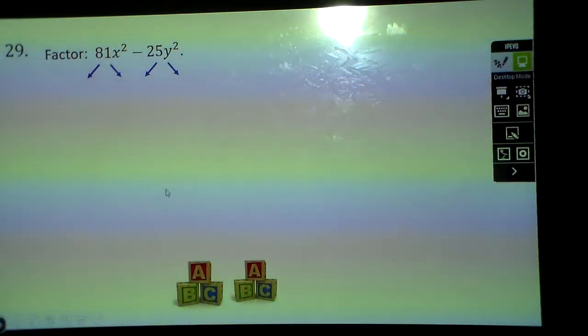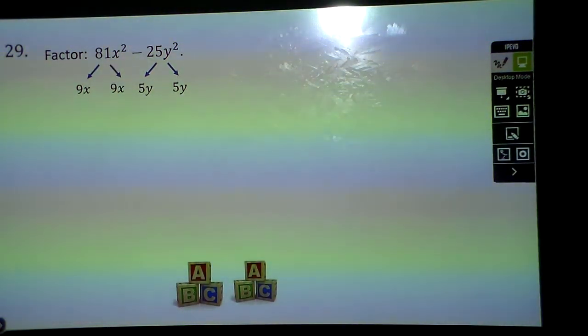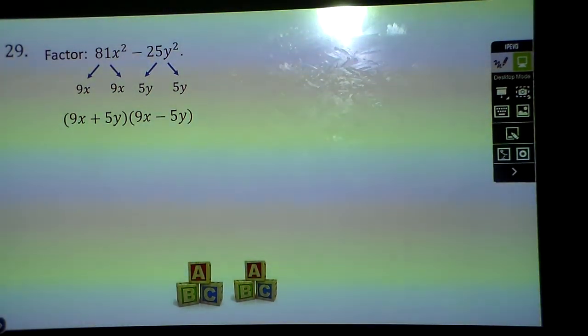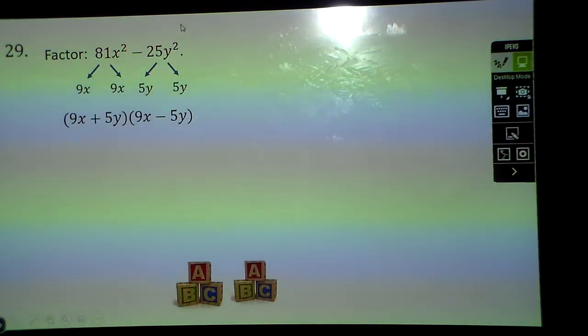Here, this is a perfect difference of squares. They're both square rootable. The square root of 81 is 9, you've got an x, and 25 is 5, add a y, but one will be positive and one will be negative. That was a difference of squares.